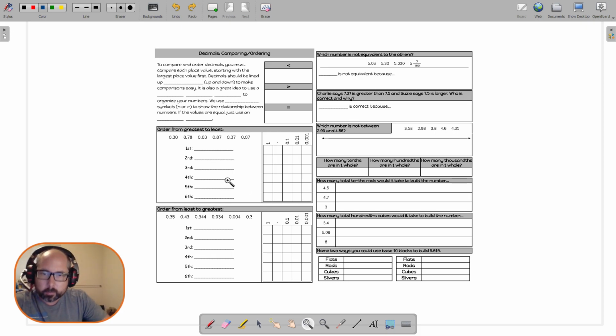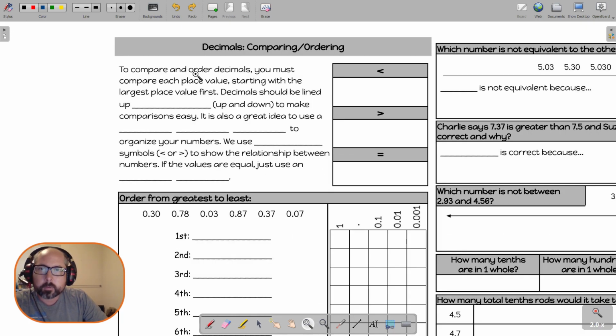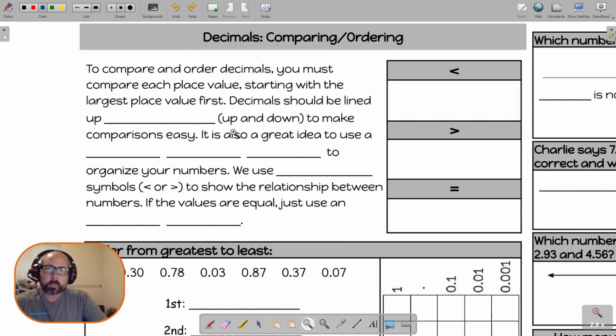It says to compare and order decimals, you must compare each place value starting with the largest place value first. Now, I want you to forget about the word decimals for a moment. Everything we just said, compare and order numbers, you must compare each place value starting with the largest place value. That's nothing new. We've always compared numbers that way. So let's talk about what it looks like when we do this with decimals.